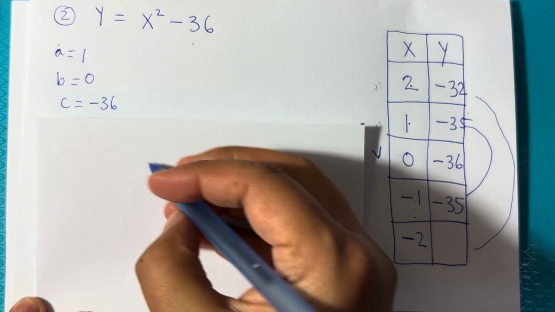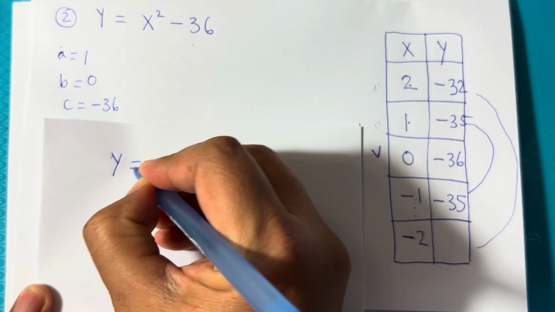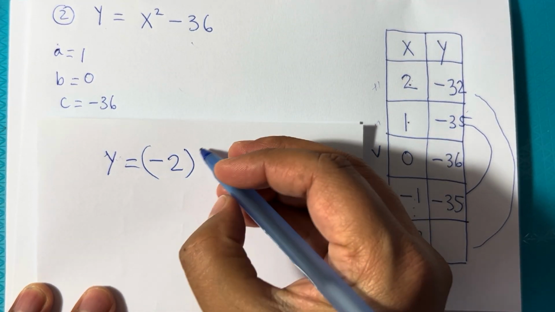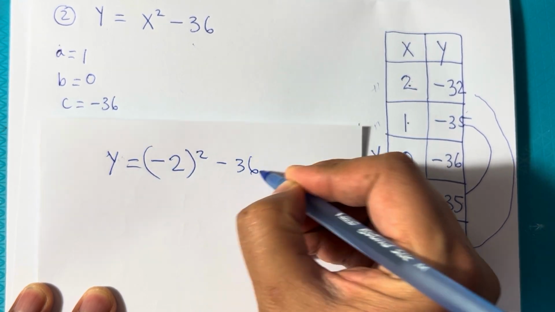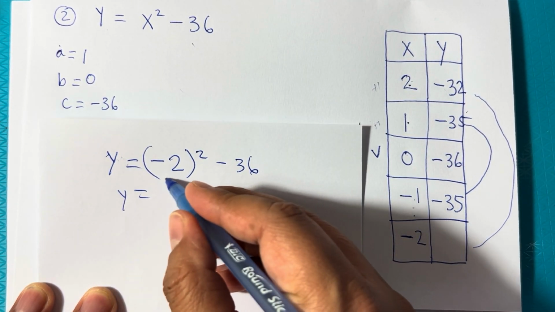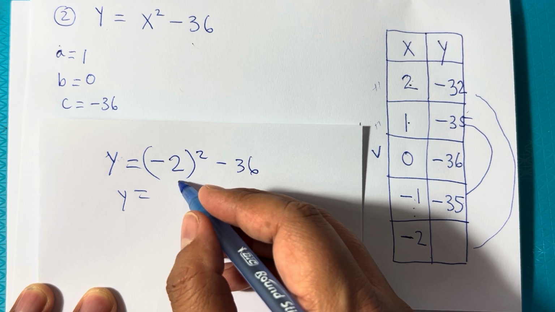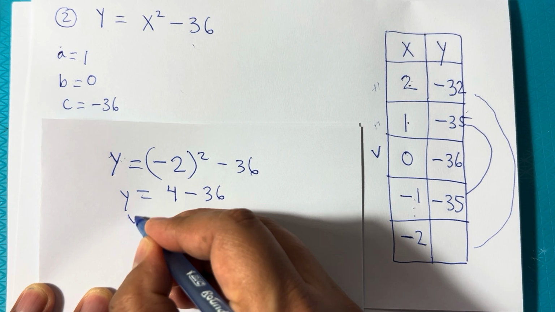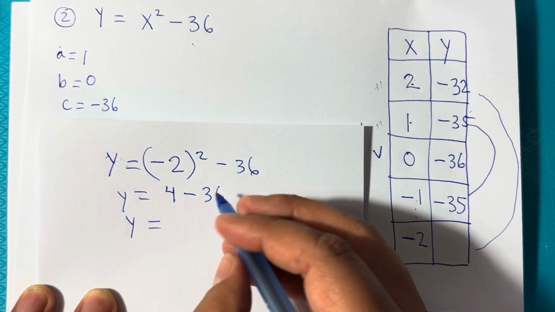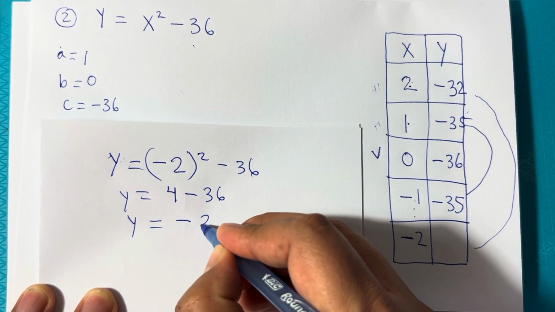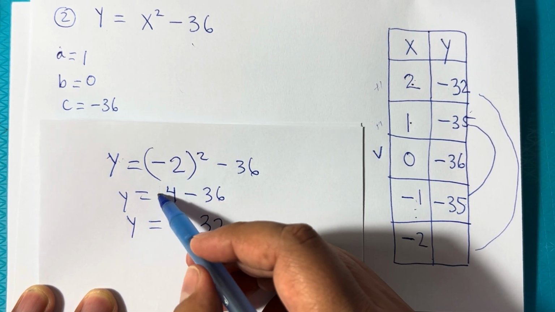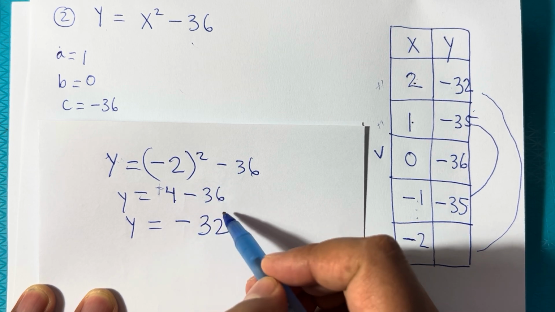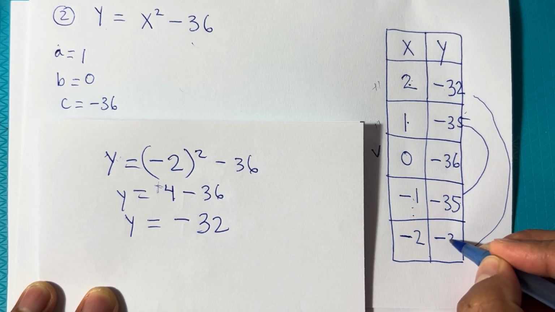And the last one, we have y equals x squared, but the x is negative 2 squared minus 36. Negative 2 squared means negative 2 times negative 2, which is positive 4, minus 36. 4 minus 36 is negative 32. Remember that with different signs, we subtract and keep the greater sign. So negative 32.